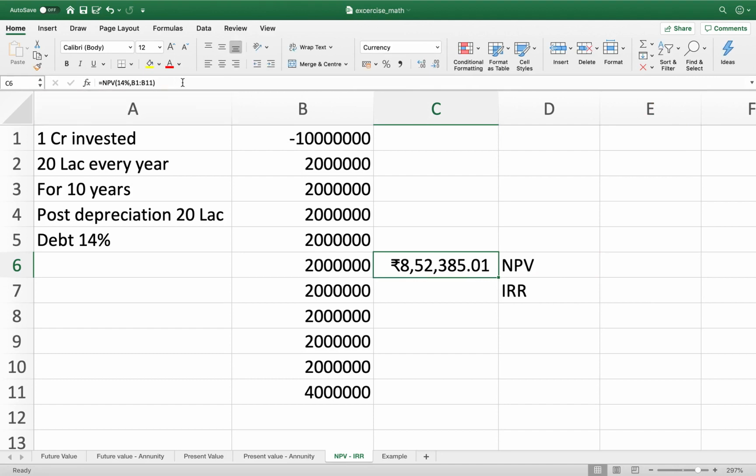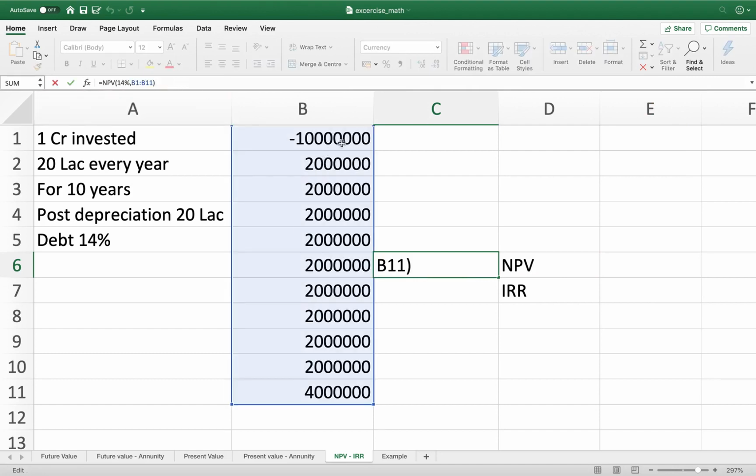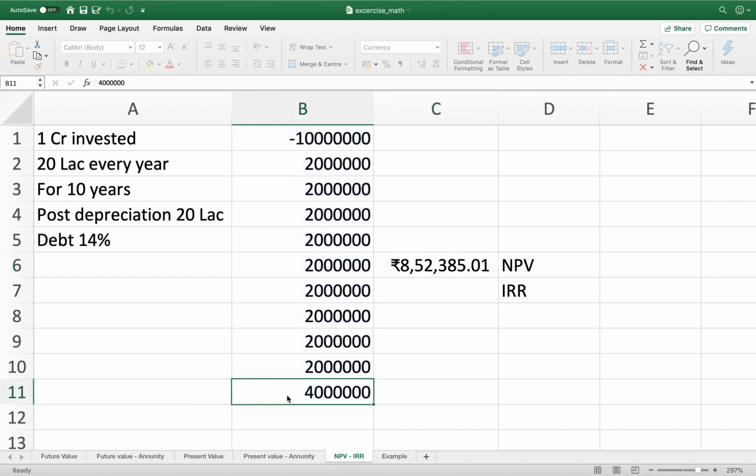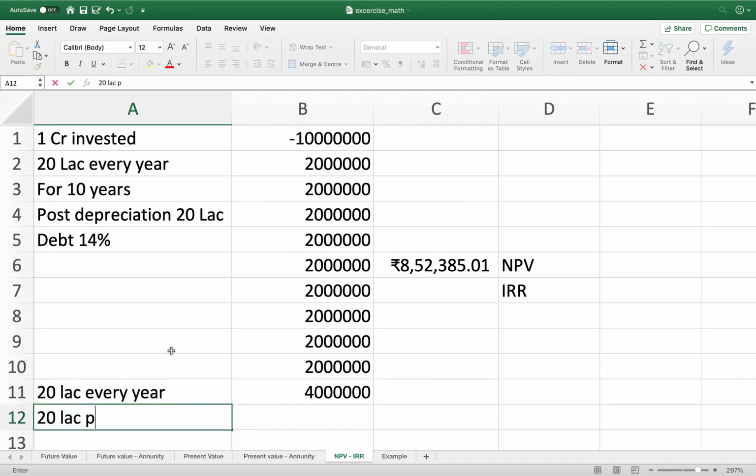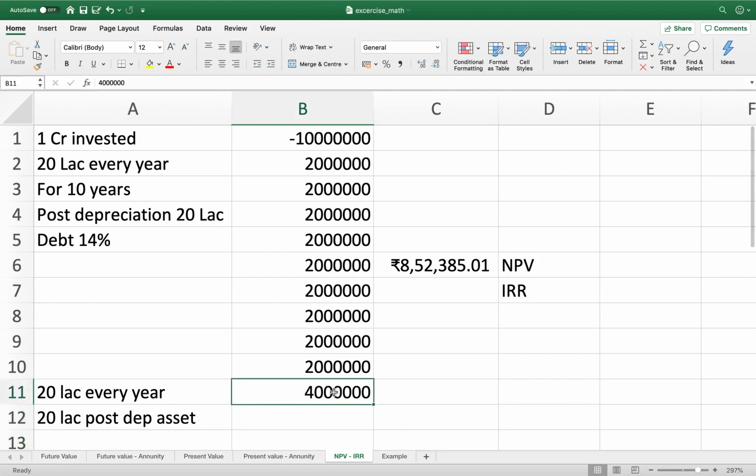Something which you have to understand here is that 1 crore rupees is the negative thing which you have invested in the very beginning. That's how you have to take it. 14% is the debt at which you have taken. 20 lakh every year you are getting. And finally, in the last year, you are getting 40 lakh rupee. Why are you getting 40 lakh rupee? Because 20 lakh is something which you get every year, and 20 lakh is the post-depreciation asset value. So you get at the end of the day 40 lakh rupee.